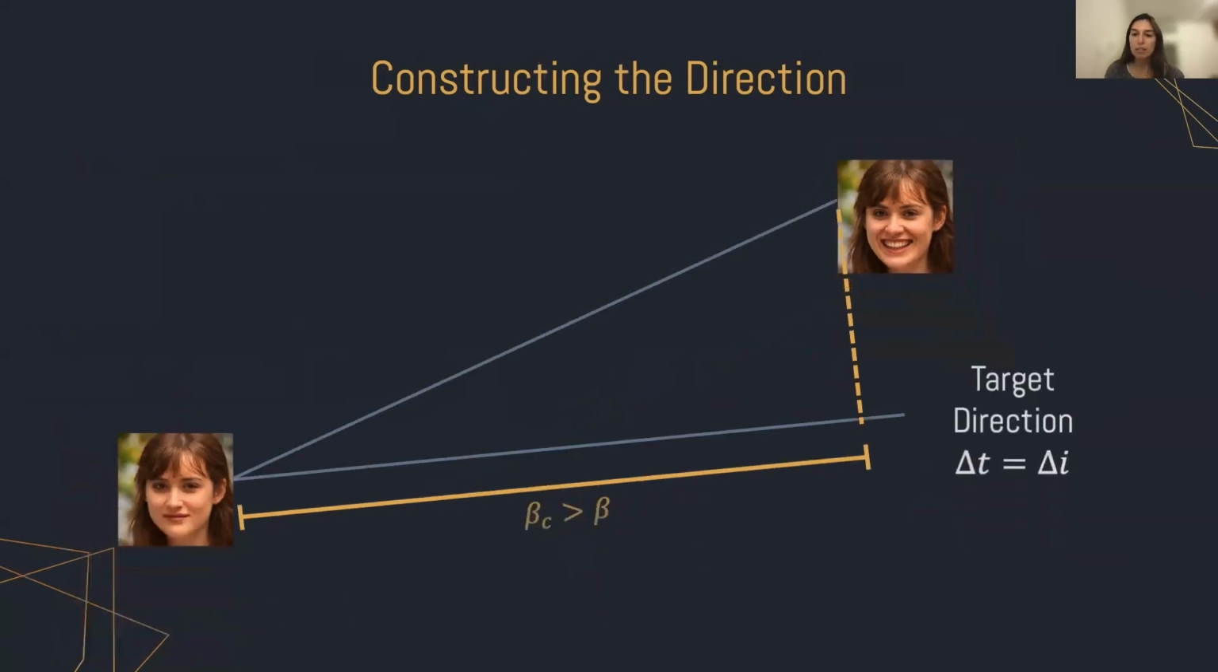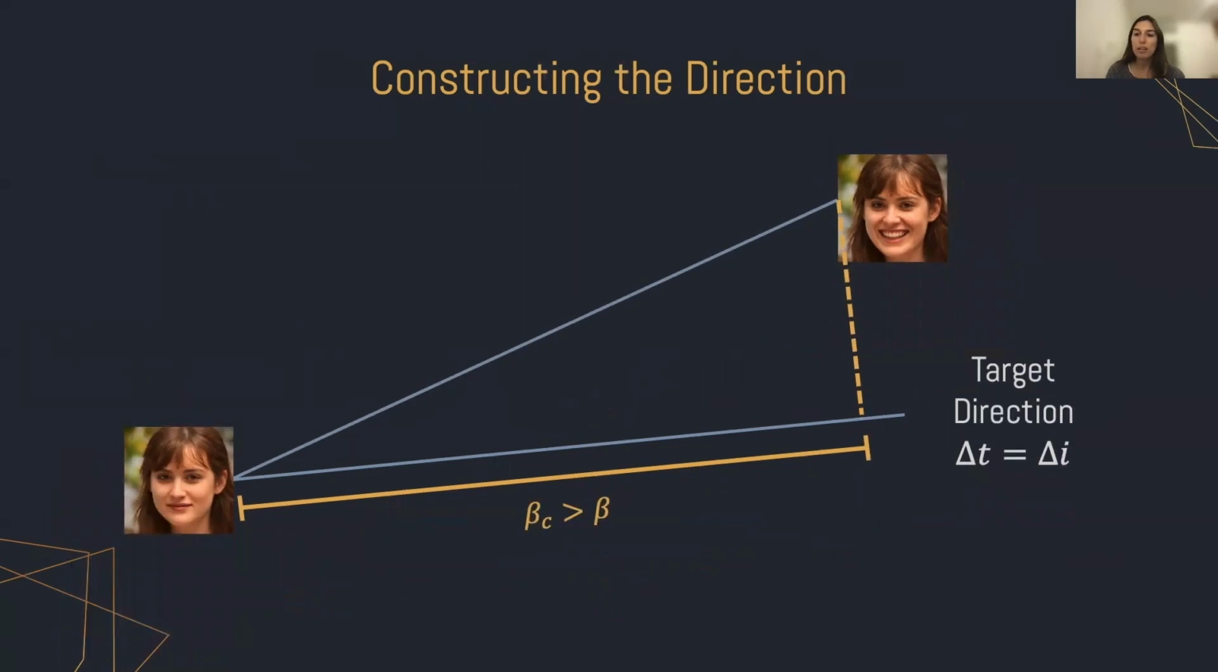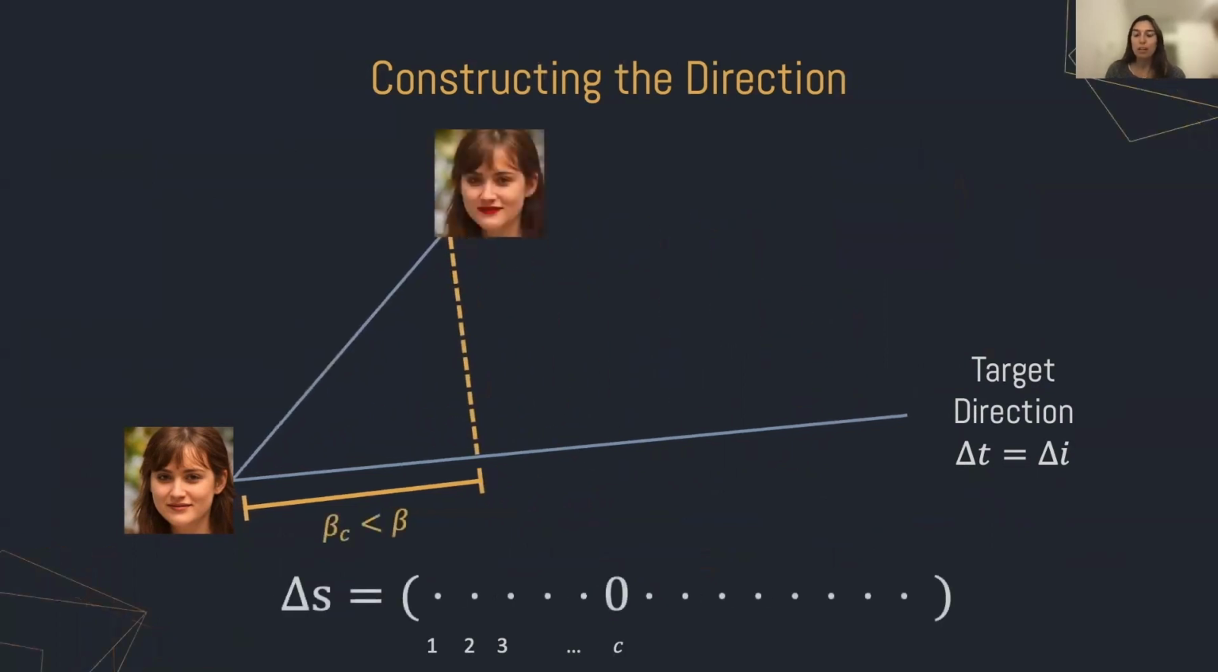Now, if this beta C is larger than some threshold beta, then on channel C of the direction in S, we put beta C. Otherwise, we put 0. And we call beta the disentanglement parameter.